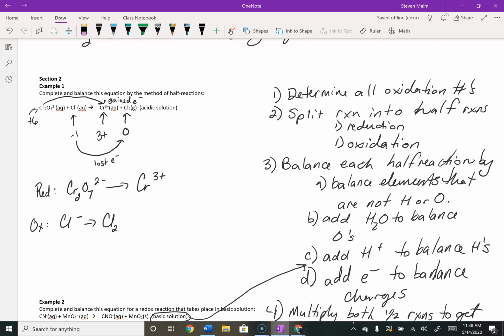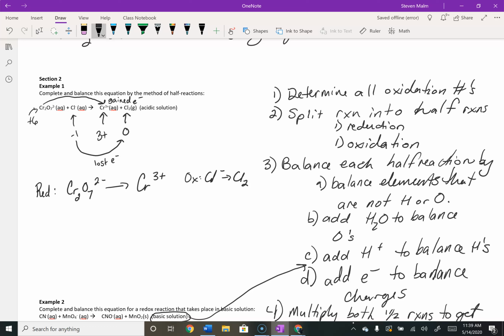The next thing that we're going to do is we're going to balance each one, and we're going to go through this A through D for each of those different steps. So first thing we're going to do with this one, so I'm going to do reduction first and then I'll come back to oxidation. So I'm just going to move this oxidation up here. All right, so let's do this one first.